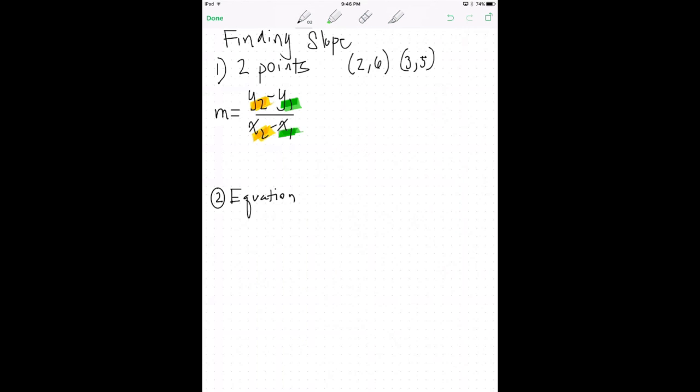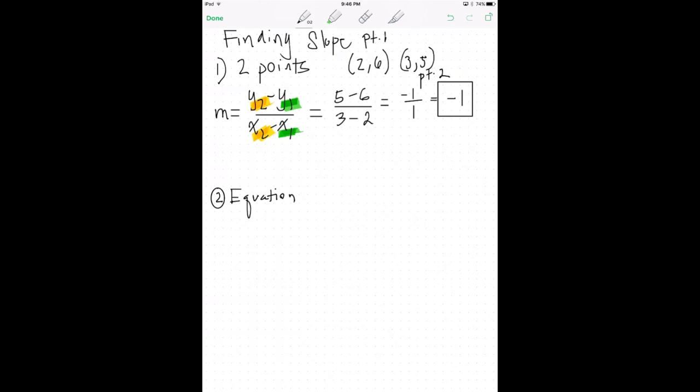My first step is to decide who's point 1 and who's point 2. And it doesn't matter. You can pick either one. So in this case, I'll call this point 1, and I'll call this one point 2. When I plug them in, I take the y from point 2, so that's 5 minus the y from point 1, which is 6, over the x from point 2, which is 3, minus the x from point 1, which is 2. So 5 minus 6 is negative 1, and 3 minus 2 is 1, and when I simplify, I get negative 1. So the slope of the line that goes through those would be negative 1.